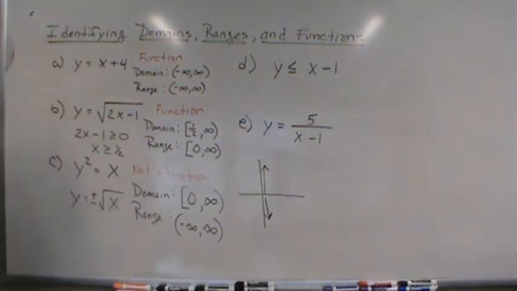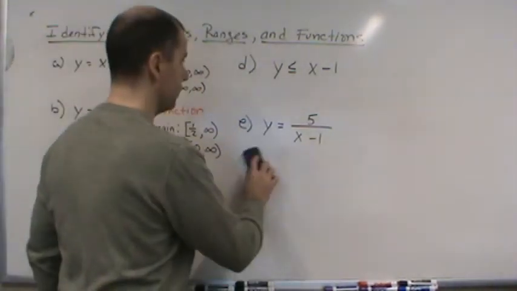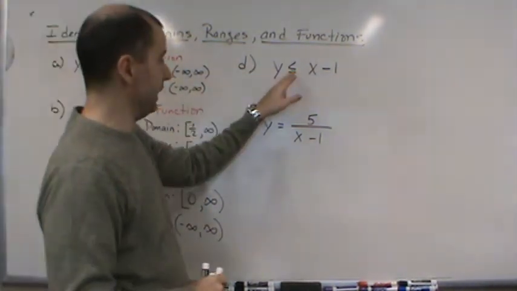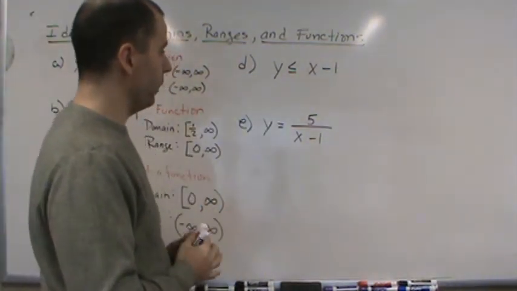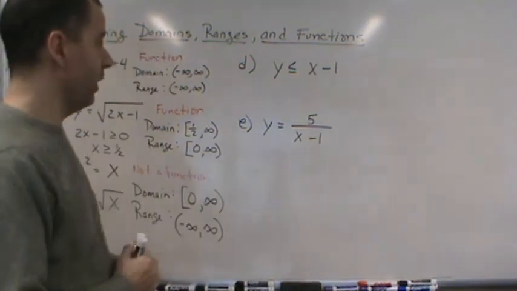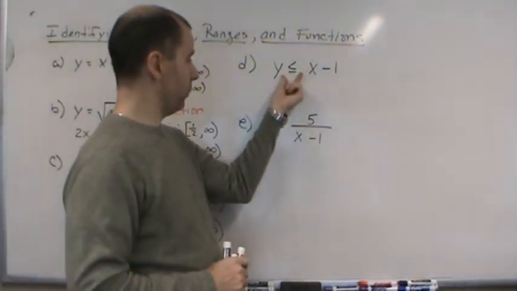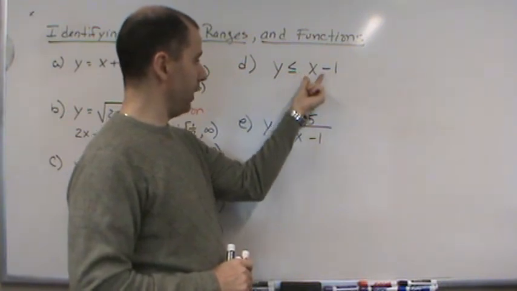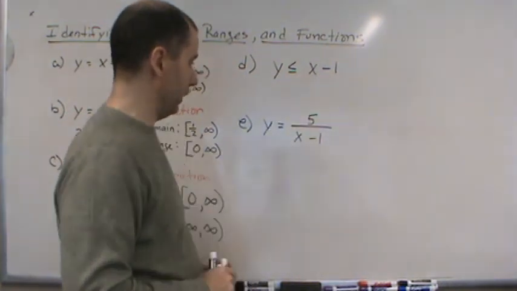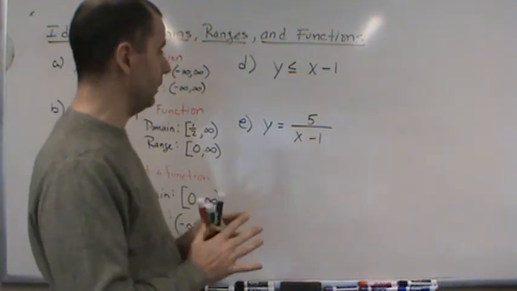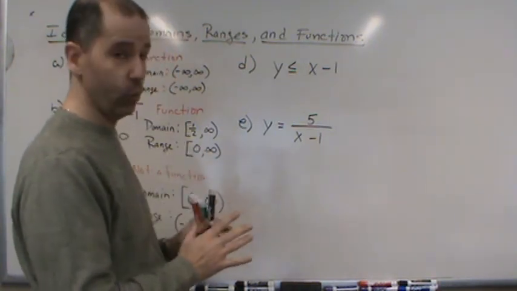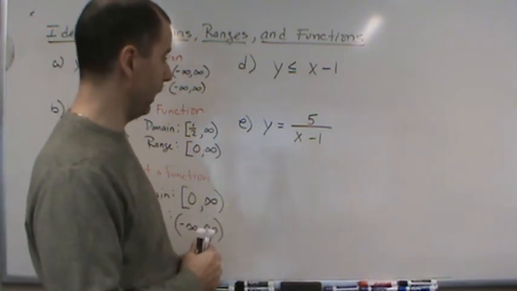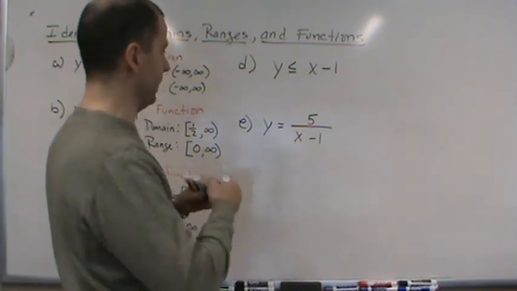Okay, so now let's look at this one. Now this is an inequality. So remember about inequalities. If you put one x value in here, is there only one y value? For every x value, there should be exactly one y value. So if we just do a real quick example here.